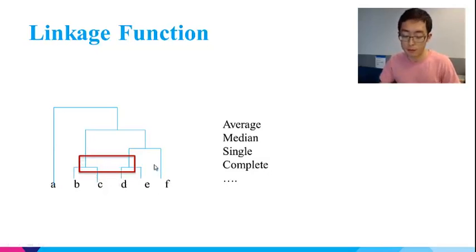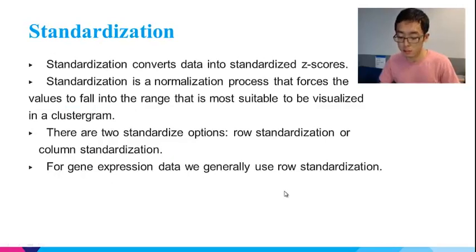One more thing to consider is standardization. Standardization converts data into standardized z-scores. Z-score means how many standard deviations away the value is from the mean. If a value equals the mean plus 2 standard deviations, its z-score will be 2.